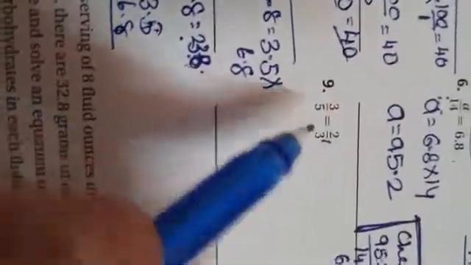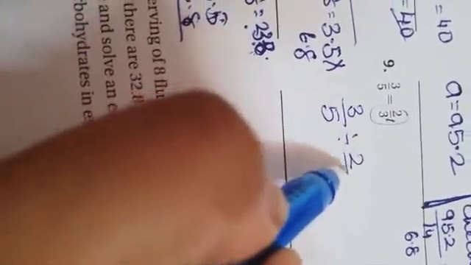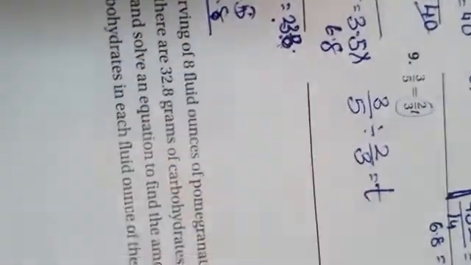Okay, now here in this question, again we have a multiplying equation, which means when we move it to the other side, it becomes divide. So 3 over 5 divided by 2 over 3 equals t. There is no fraction division, so we are going to be using keep, change, flip. So that's going to be 9 over 10 equals t.